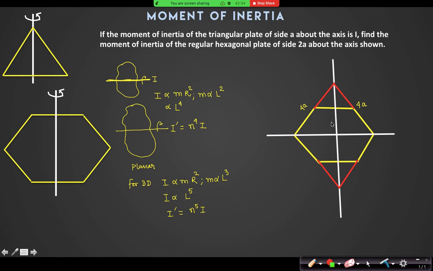Why is the length 4a, sir, for this triangle? If this side is 2a, this is 2a, I have extended the sides to form an equilateral triangle. So these sides will be 2a, 2a. All are symmetric. Now can you tell me what is the moment of inertia of this bigger triangular plate?